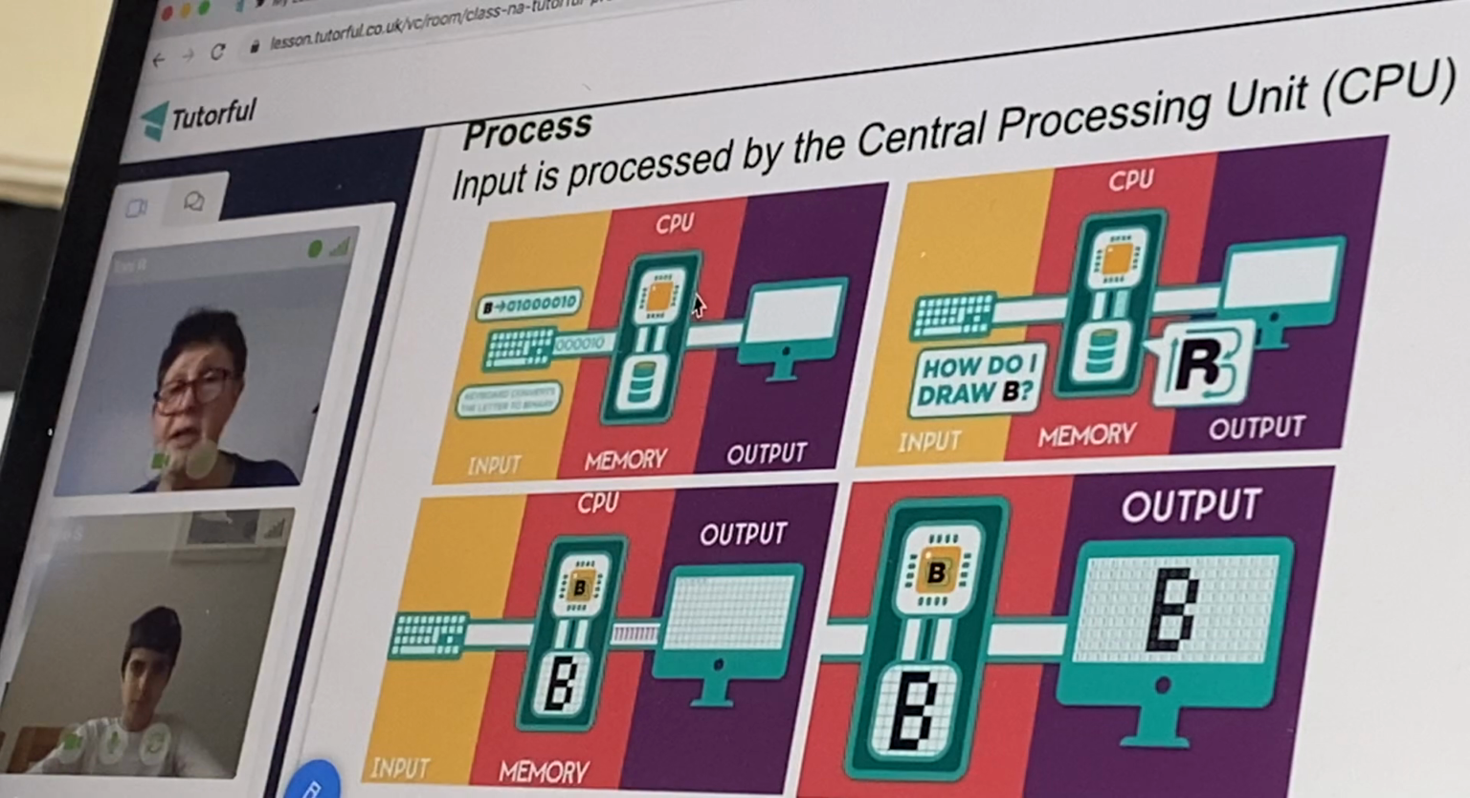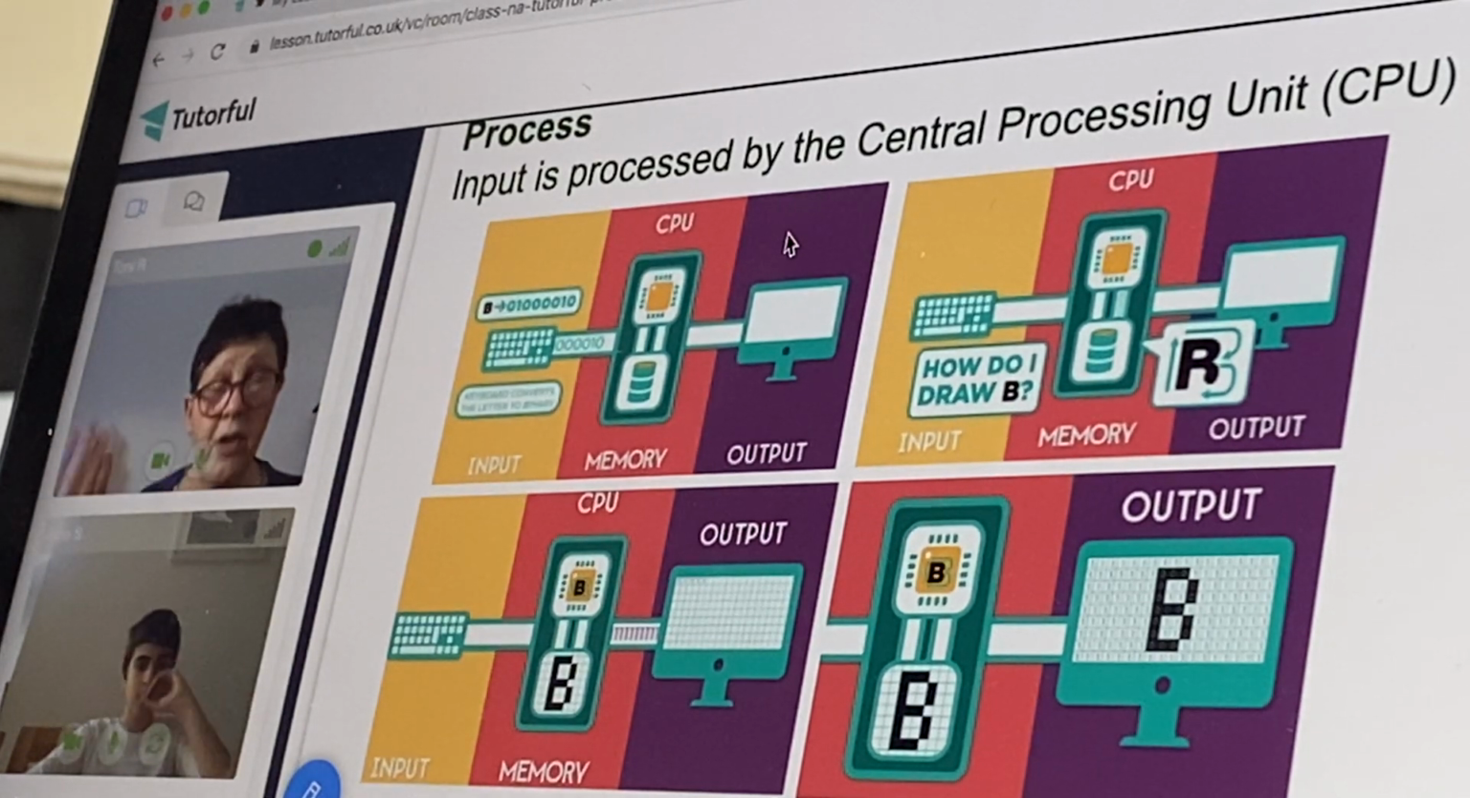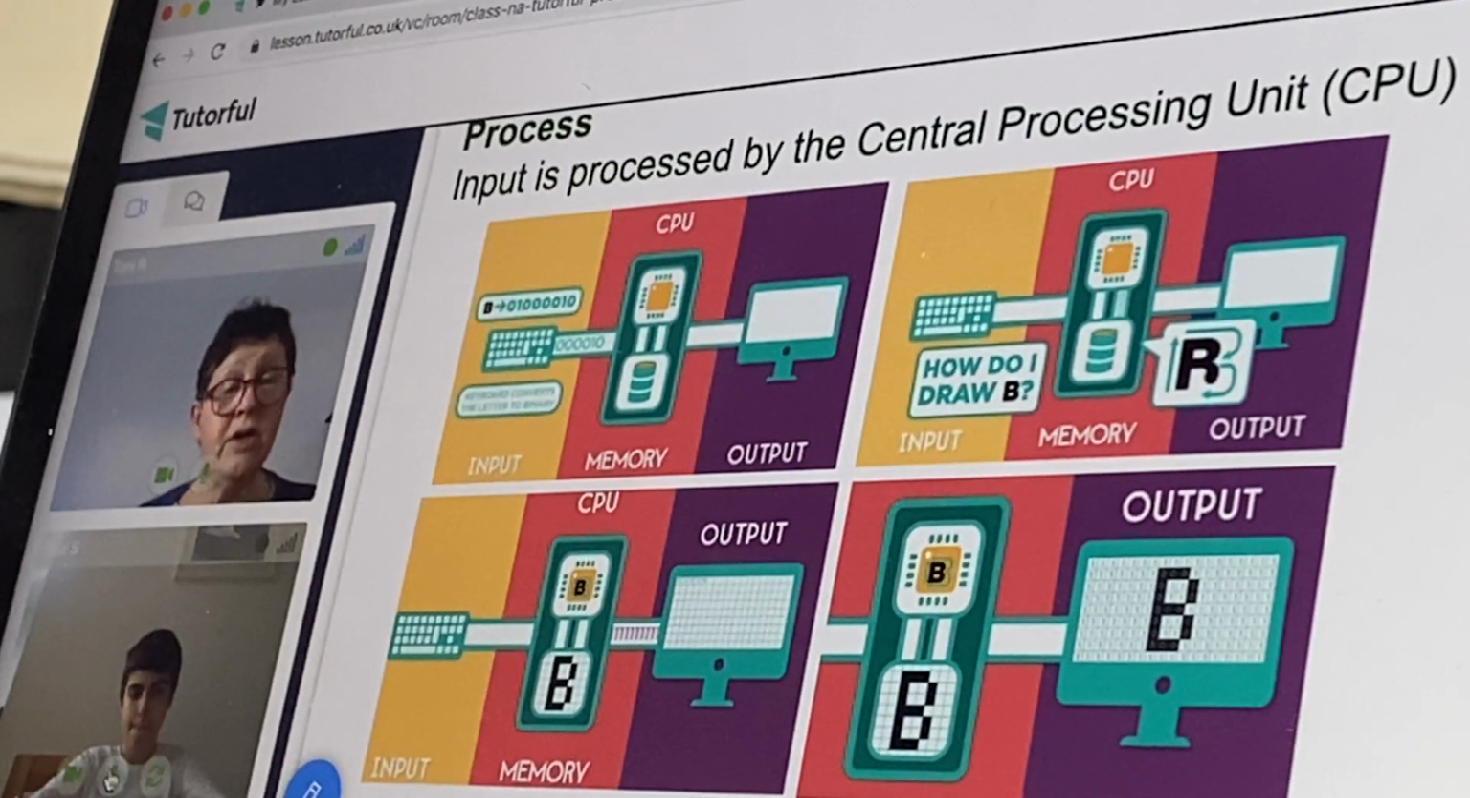Process then is what the computer is doing with that data that it has received. So again, we've got the binary. The data is going into the computer as binary. It works out what you need. So in this case, you've got the letter B. The output is eventually going to be the letter B displayed on your screen.